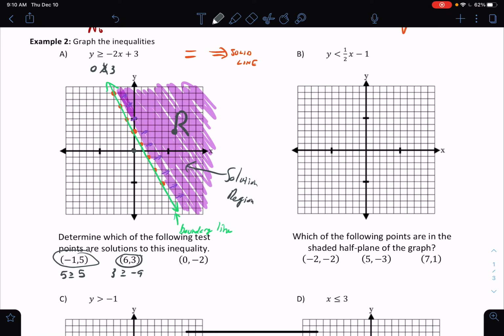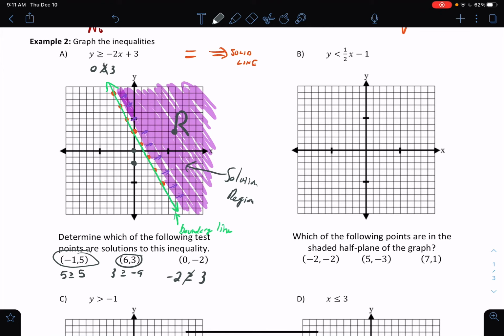What about 0, negative 2? 0, negative 2 is right there, which we can see from our graph that it's not a solution. But what if we didn't have our graph? Well, we would need to plug in. Negative 2 bigger than or equal to negative 2 times 0, which is 0, 0 plus 3 is 3. Is negative 2 bigger than or equal to 3? No, it's not. So that's not a solution to my inequality.